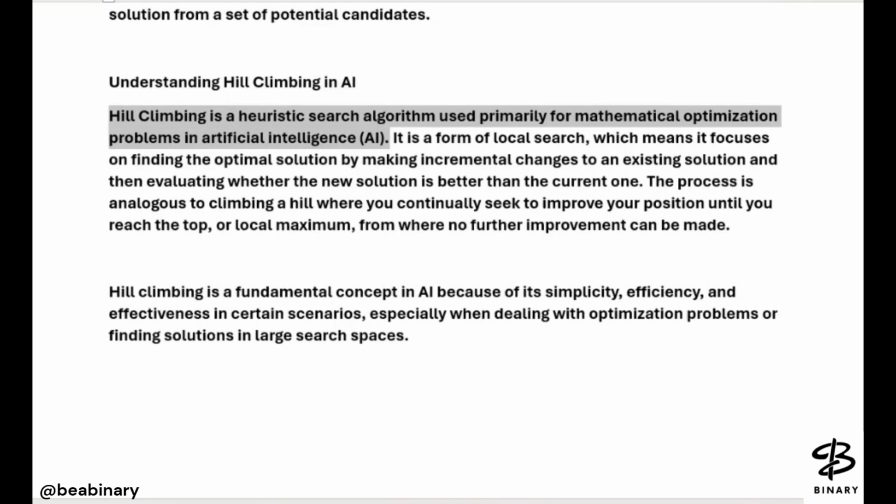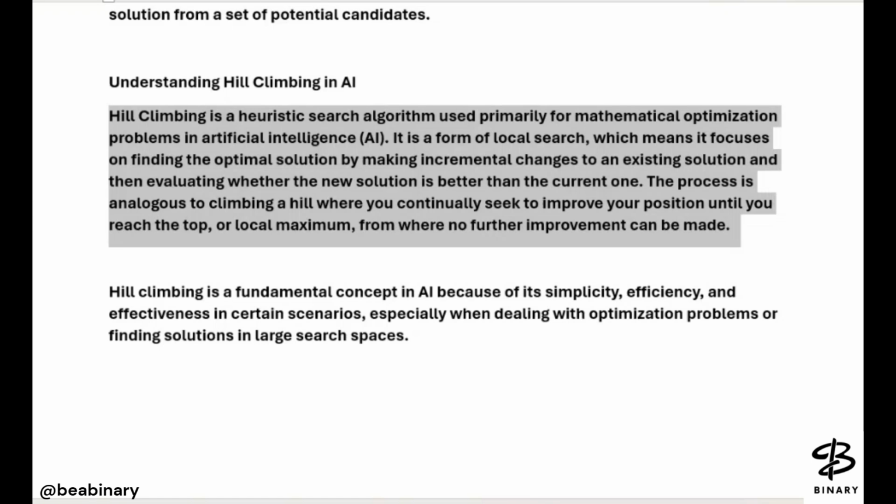Then it is a form of local search, which means it focuses on finding the optimal solution by making incremental changes. First, it will check its state against its neighboring states. If it is higher, then it will move further. So it makes incremental changes to an existing solution, and then evaluates whether the new solution is better than the current one, right? It will move further in an elevation state. So the process is analogous to climbing a hill where you continuously seek to improve your position until you reach the top.